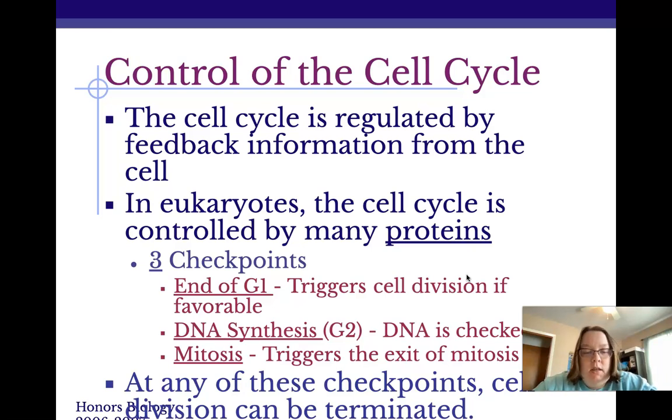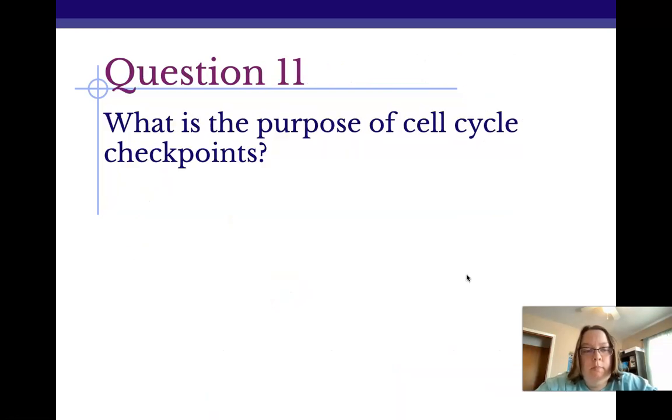There are 3 checkpoints. At the end of G1, the cell is checked to see if it's capable of going into cell division. It will check again after the DNA has been copied. It checks again to make sure that the DNA has been copied correctly. And then at the end of mitosis, the cells will be checked again to ensure that there haven't been any errors. At any point, if any error is found, they can totally shut this down and kill the cell. They can just stop the division, and that can prevent lots of negative consequences.